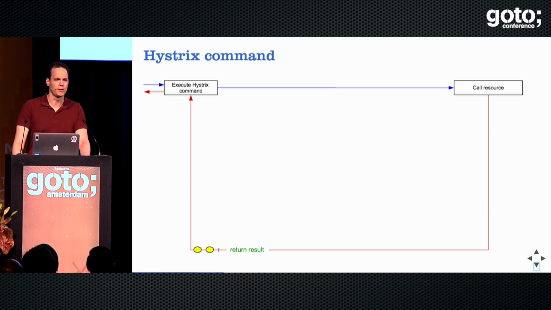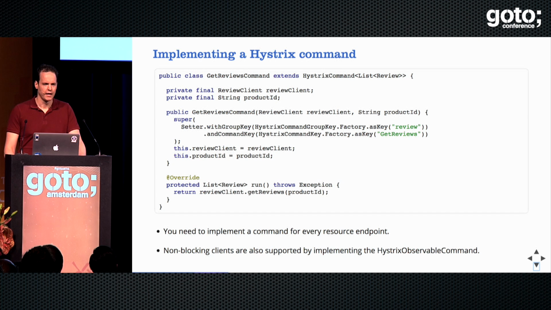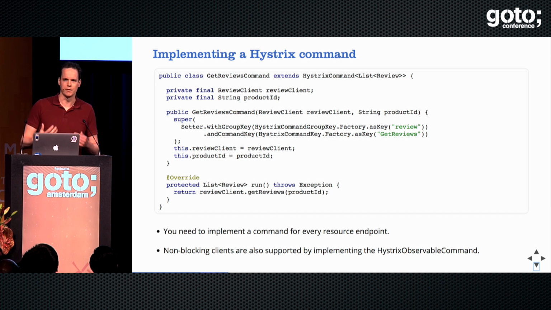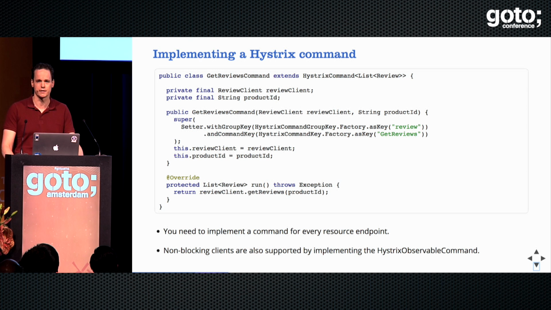So let's start with the most basic stuff, and this is the Hystrix command. The Hystrix command is what is encapsulating your call to the resource. And if everything is fine, it will return the result to your application. And if we look at the most basic way how you implement that, and there are less bloated ways to do that, but we're not going to look at that now.